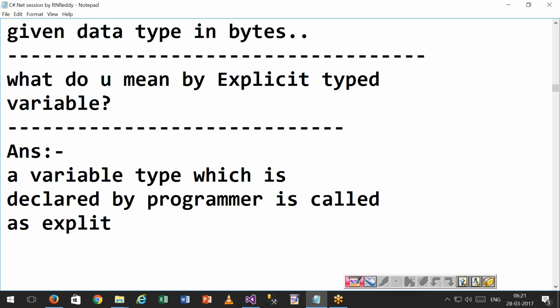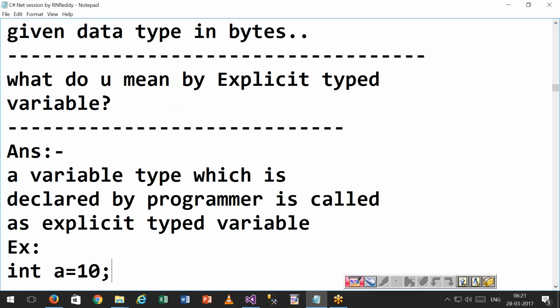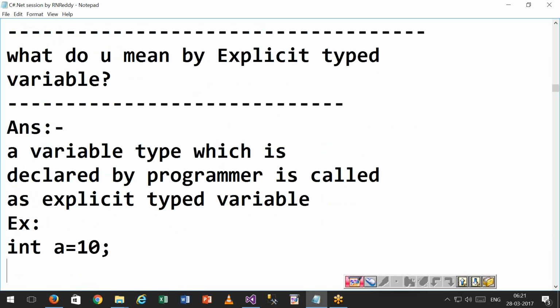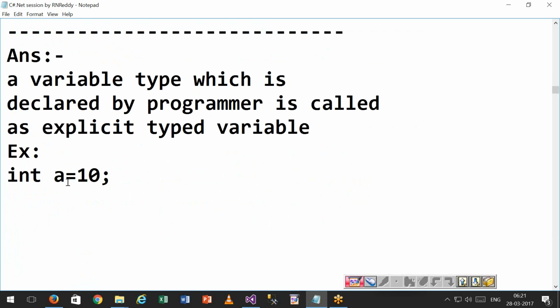Because tomorrow connectivity is there for half an hour discussion. But up to that, remember a variable type which is declared by the programmer is called an explicit typed variable. Here you may have a doubt. What does this mean? Example, int a = 10. A's type is what? Integer. Who declared the type of a as int? The programmer. That's why it is an explicit typed variable.